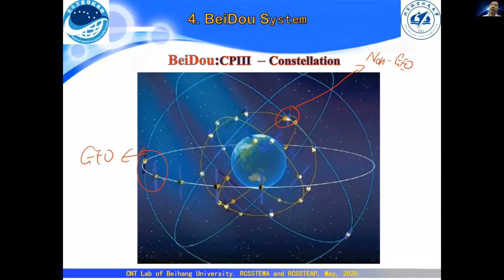The latest news shows the last Beidou 3 satellite will be launched next month. I just got this information from the office.